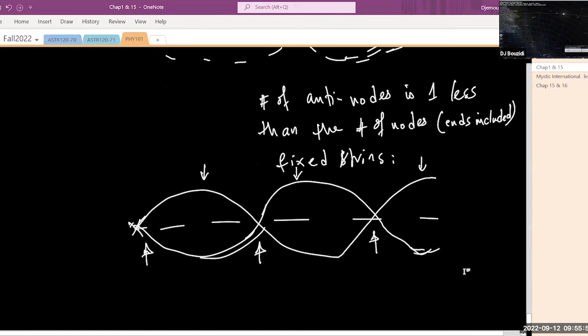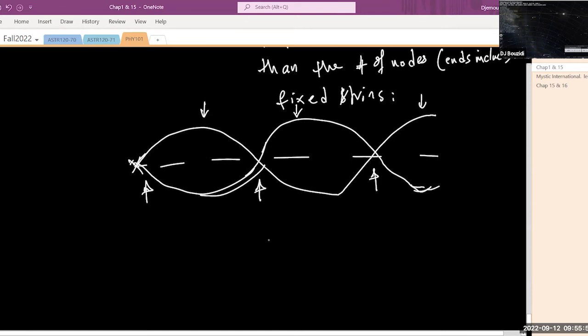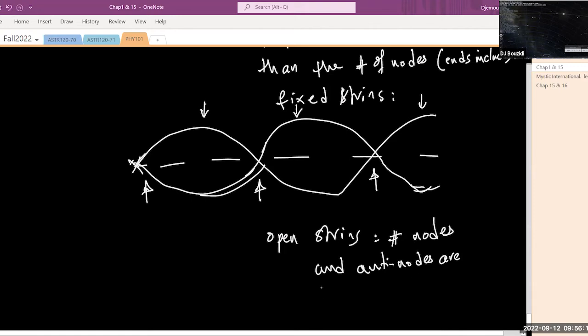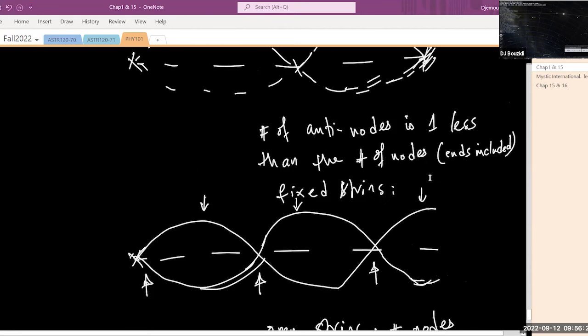So when the ends are open, the number of nodes and antinodes are the same, provided one end is fixed. Okay, so that's a little bit more detail.